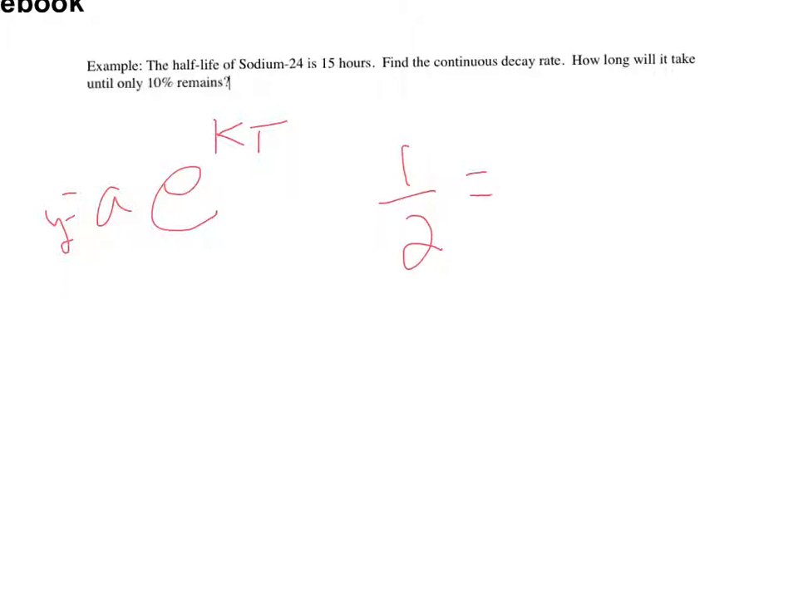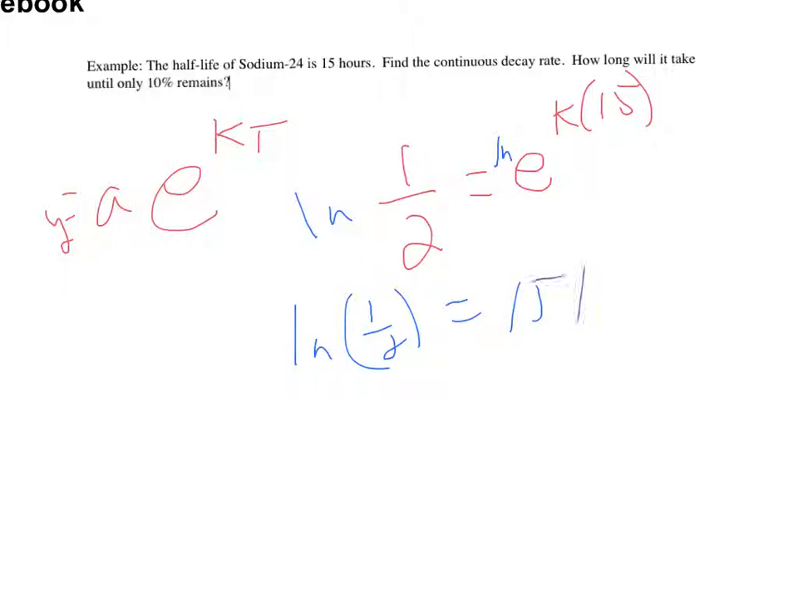So I can say 1/2 equals e to the k times 15. Well, to solve this equation, we're going to take the natural log of both sides because it's base e. So I get ln 1/2 equals 15k, so then I'm going to divide by 15, and that will be the continuous rate.